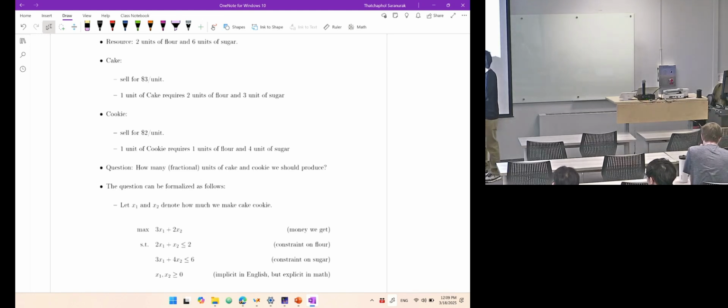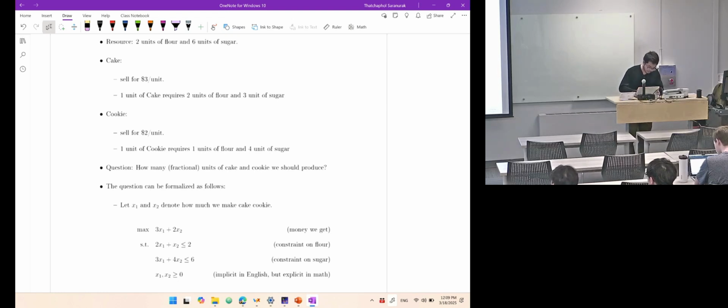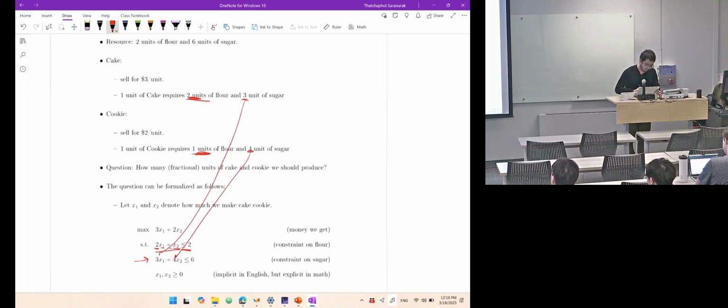And now, we have a budget, some limited resource. For flour, you have at most 2 units of flour. So to capture this, for each cake, it takes 2 units of flour. For each unit of cookie, it takes 1 unit. That gives you 2x1 plus x2 is at most 2. Do the same for sugar. It's 3 here and 4 here, and you have at most 6 units of sugar, so at most 6 here.